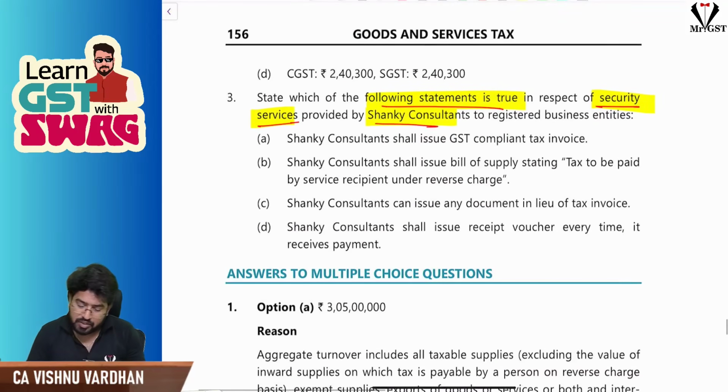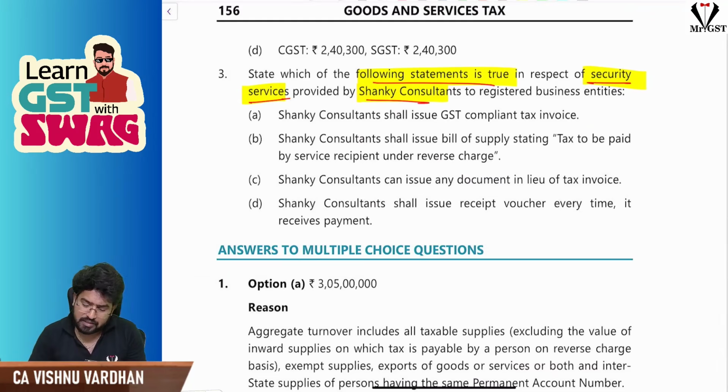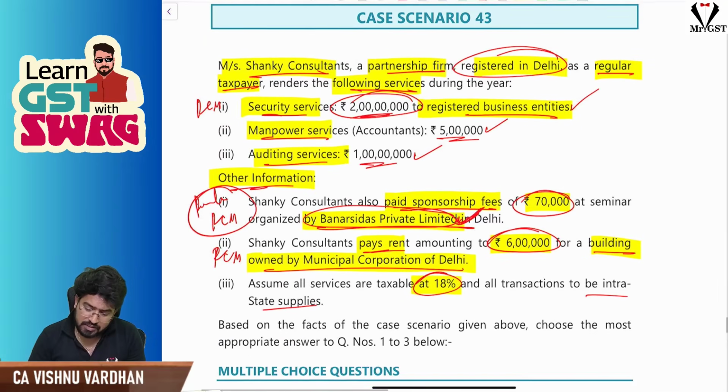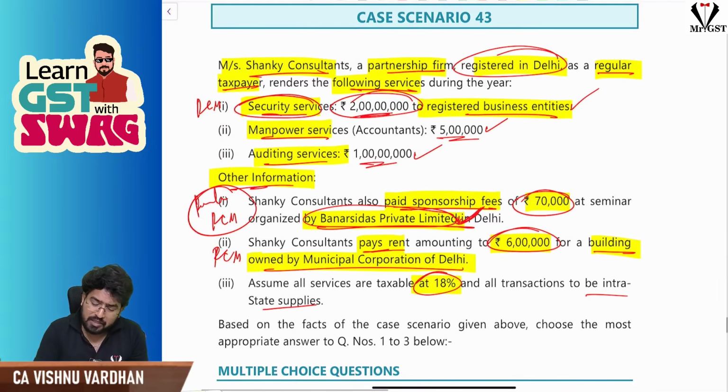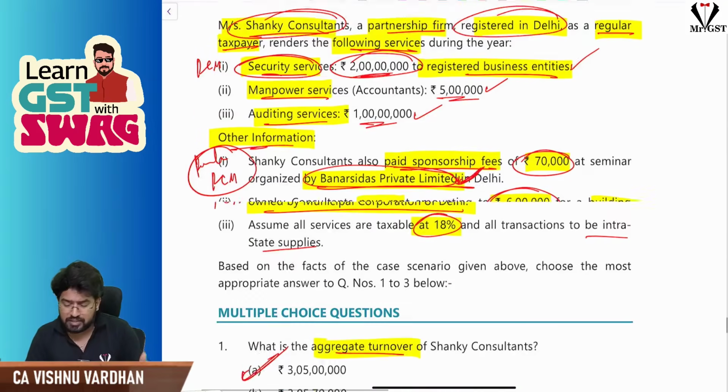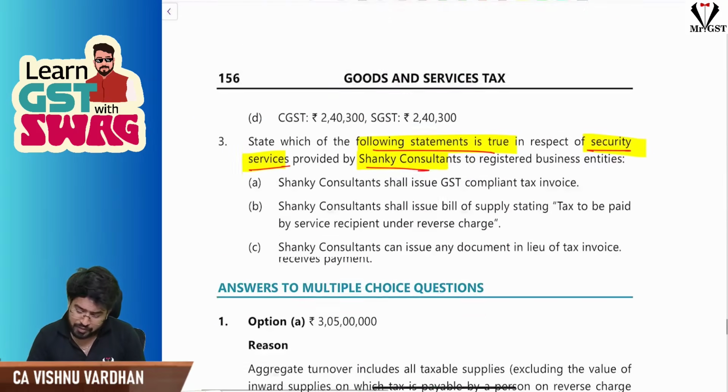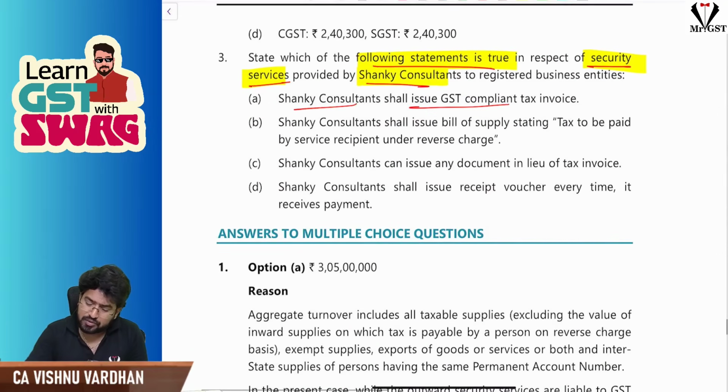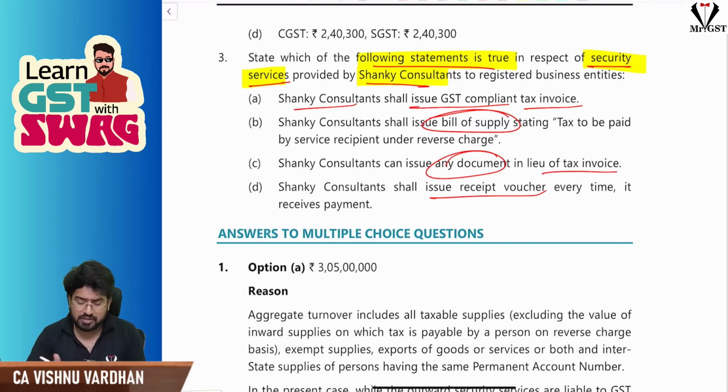Next, coming to security services, what is the correct statement? See, Shanky Consultants is providing security services and it is covered under RCM. But being registered under GST, this fellow should raise a tax invoice, and the recipient will pay GST. So Shanky Consultants should issue a GST compliant tax invoice. They cannot issue a bill of supply because this is taxable. They cannot issue any other document in lieu of a tax invoice and they cannot issue a receipt voucher because this is not an advance. So option A will be the correct answer.